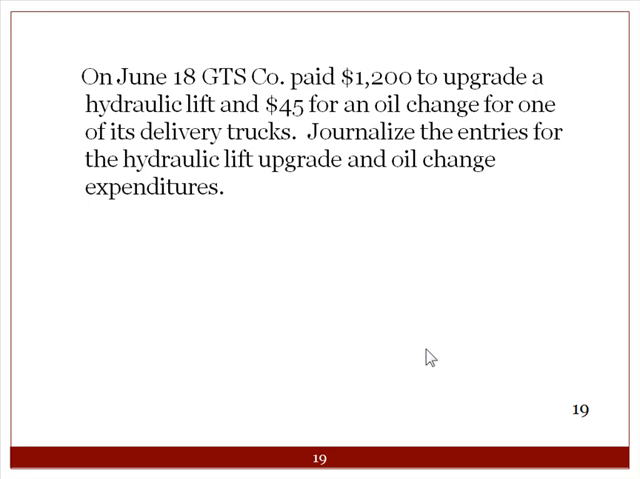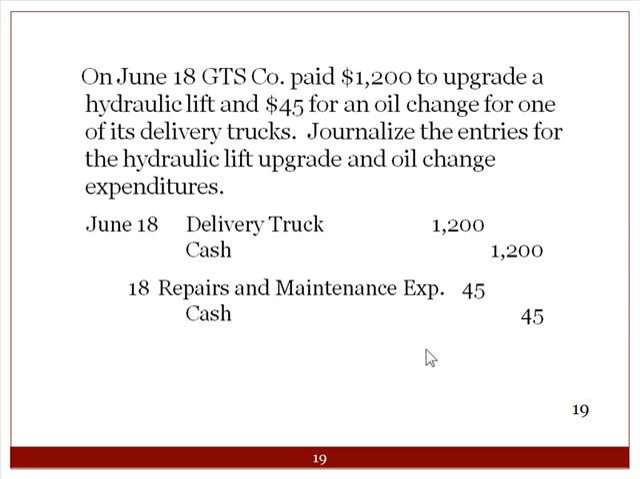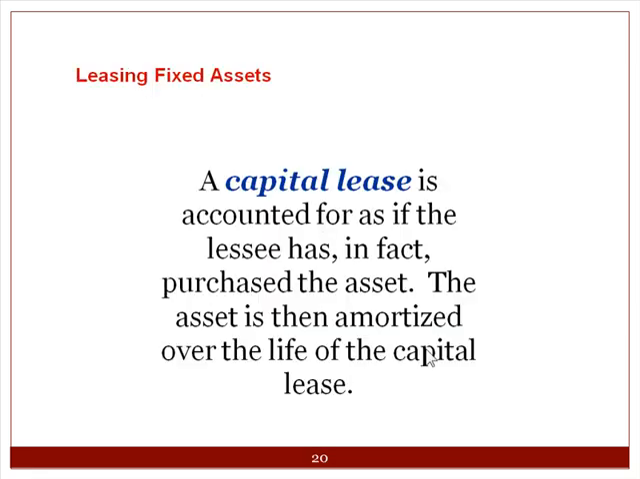So on June 18th, GTS Company paid $1,200 to upgrade a hydraulic lift and $45 for an oil change. Journalize the entries. Okay, so you have the delivery truck and cash. Then you have repair and maintenance for the oil change. So there's your difference, even though they both happened at the same time.